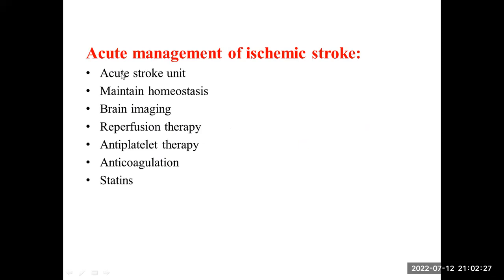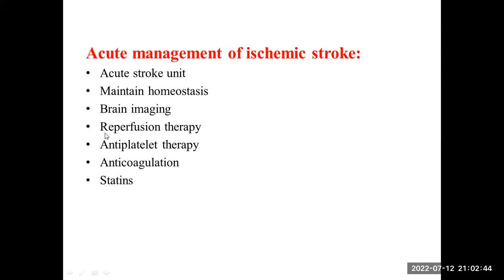But initially, you should manage the patient as acute stroke. You should consider acute stroke unit admission. You should maintain hemostasis regardless of whether it's ischemic or hemorrhagic stroke. Non-contrast brain CT is the emergency, or the initial imaging, which should be done.